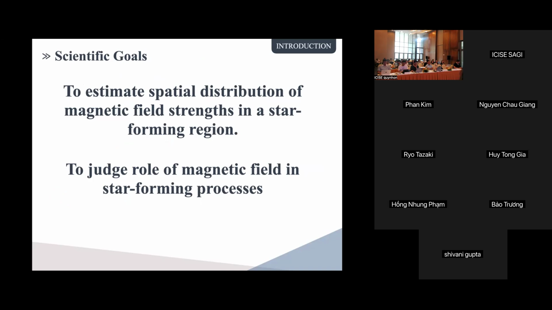But the limitation from previous observations, before my observation, was that we estimated just one mean magnetic strength for the clouds or clumps. Instead of this, I have suggested estimating the spatial distribution of magnetic strengths for the first time using the DCF method. From those magnetic strengths, I judged the relative strengths between magnetic field, gravity and turbulence.